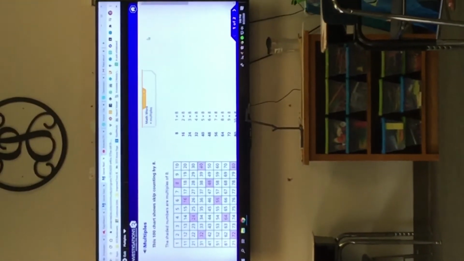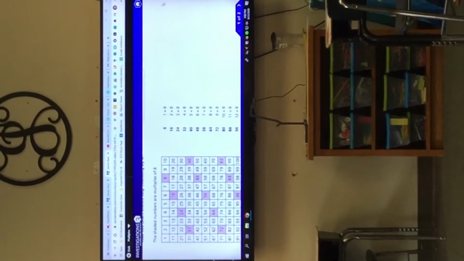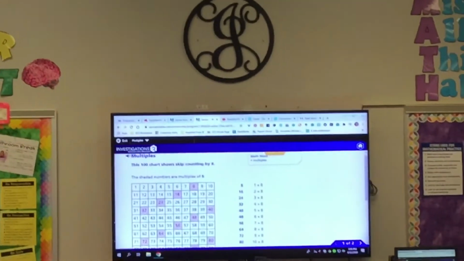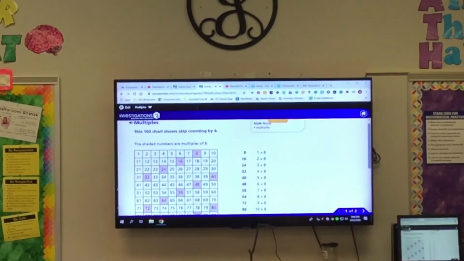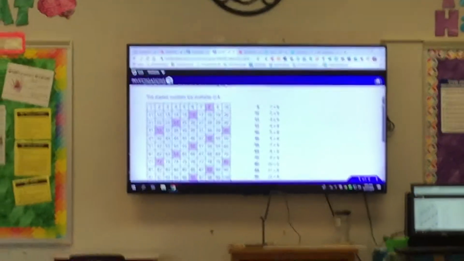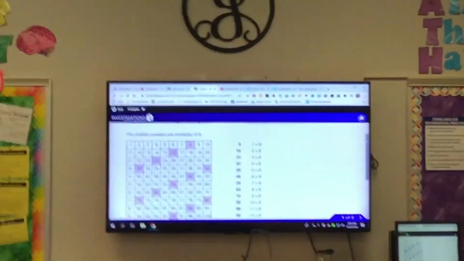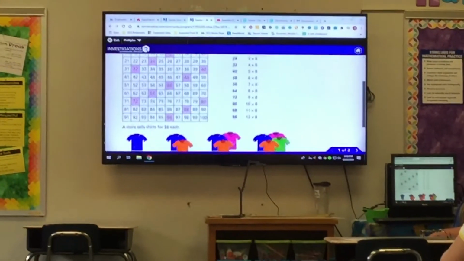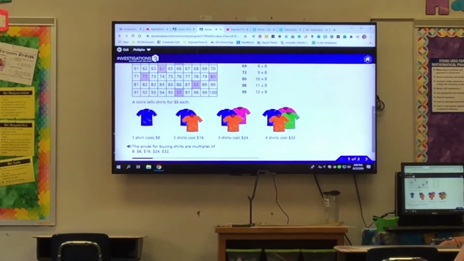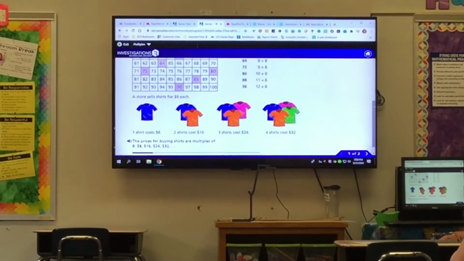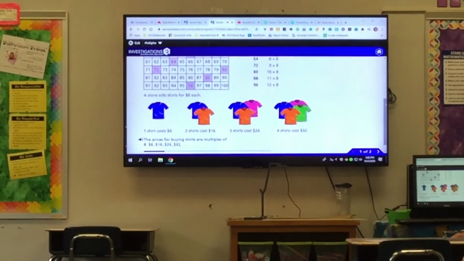Oh, I love this. Look what they've got. They've got the hundreds board. Y'all remember using the hundreds board? Okay, so let's go. Ready? Multiples. Math word, multiples. This 100 chart shows skip counting by 8. The shaded numbers are multiples of 8. A store sells shirts for $8 each. One shirt costs $8. 2 shirts cost $16. 3 shirts cost $24. 4 shirts cost $32.